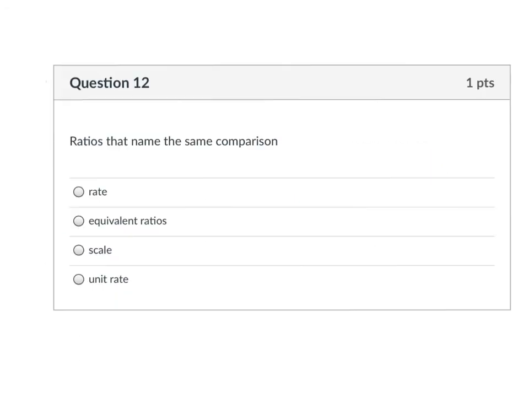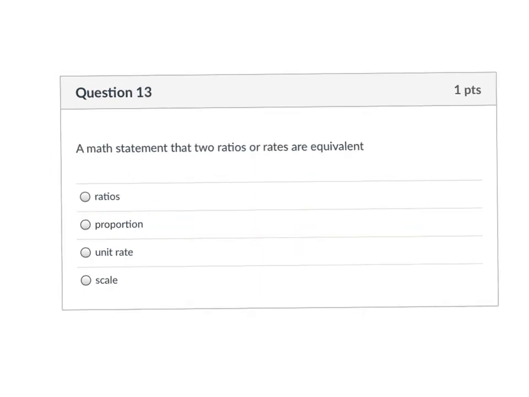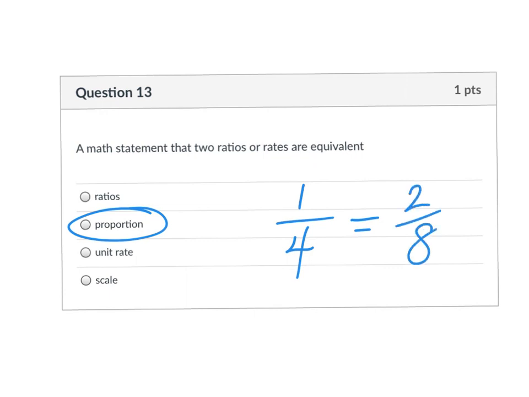Ratios that name the same comparison are called equivalent ratios. So the ratio 1 to 2 is equivalent to the ratio 3 to 6. A math statement that two ratios are equivalent is called a proportion. So when we write out 1 to 4 and make that equivalent ratio of 2 to 8, this is now called a proportion.